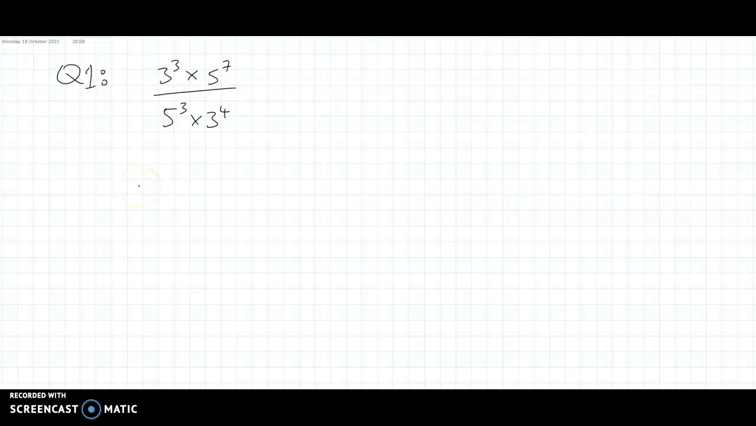Question 1: 3 to the power of 3 times 5 to the power of 7, all over 5 to the power of 3 times 3 to the power of 4. Now look at these two first, right? Well, 5 to the power of 7 over 5 to the power of 3 is equal to 5 to the power of 7 minus 3, and that's 5 to the power of 4.